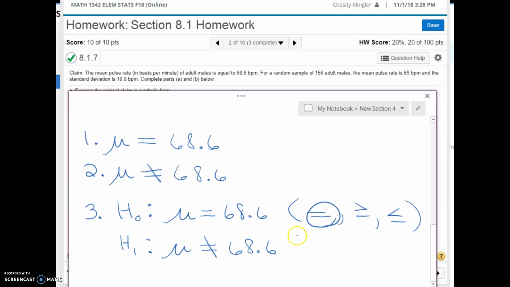And then the alternative can be not equal to, or it can be strictly less than or strictly greater than. Those are the signs that go with the alternative. These are the signs that go with the null. Now, it doesn't ask you for this, but just so you get in the habit of doing it for the hypothesis test, go ahead and put a star by the one that was the original. So our original was the equal to, so our null this time is our original claim.